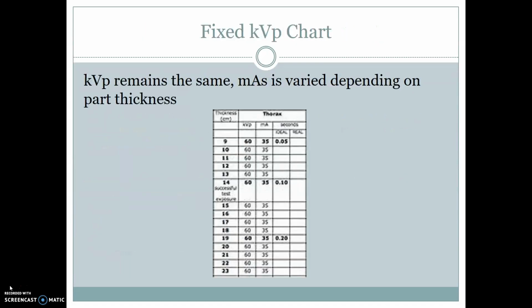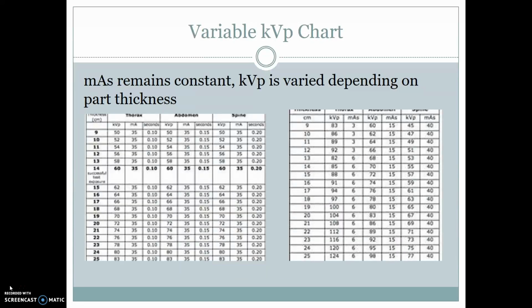This is an example of a fixed kVp chart. The kVp remains constant and mAs is varied depending on part thickness. This is an example of a variable kVp chart. The mAs remains constant and the kVp is varied depending on part thickness.